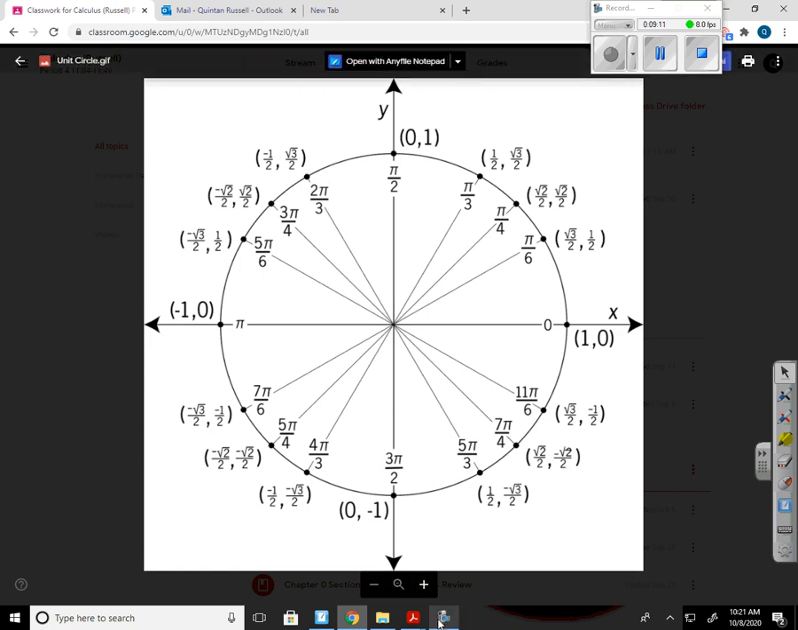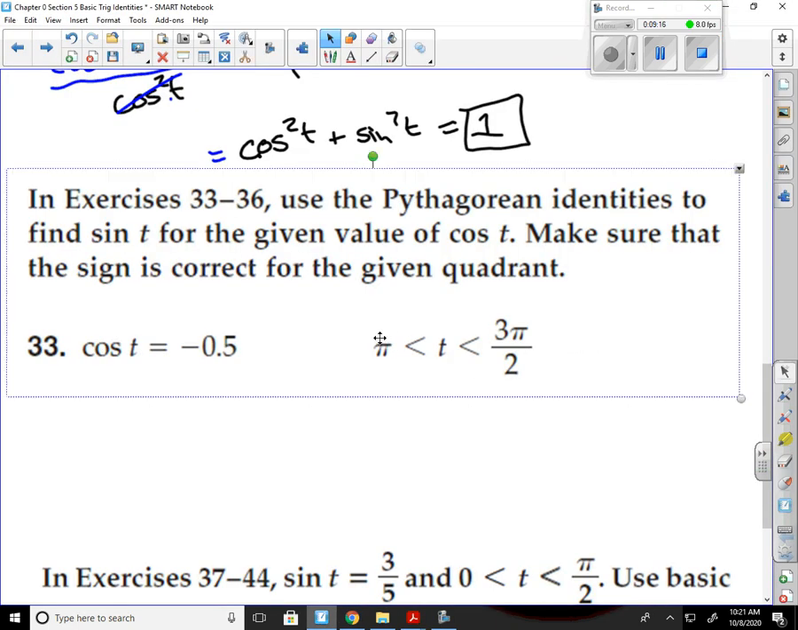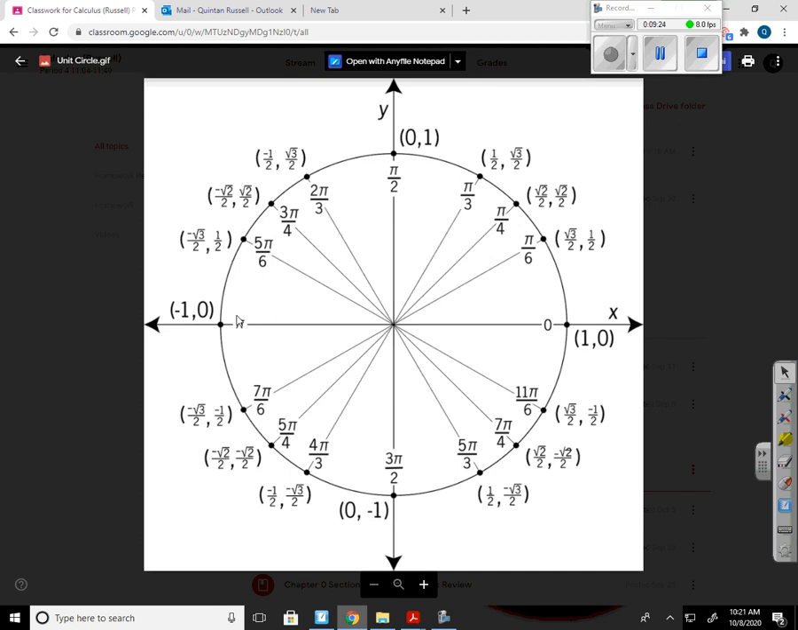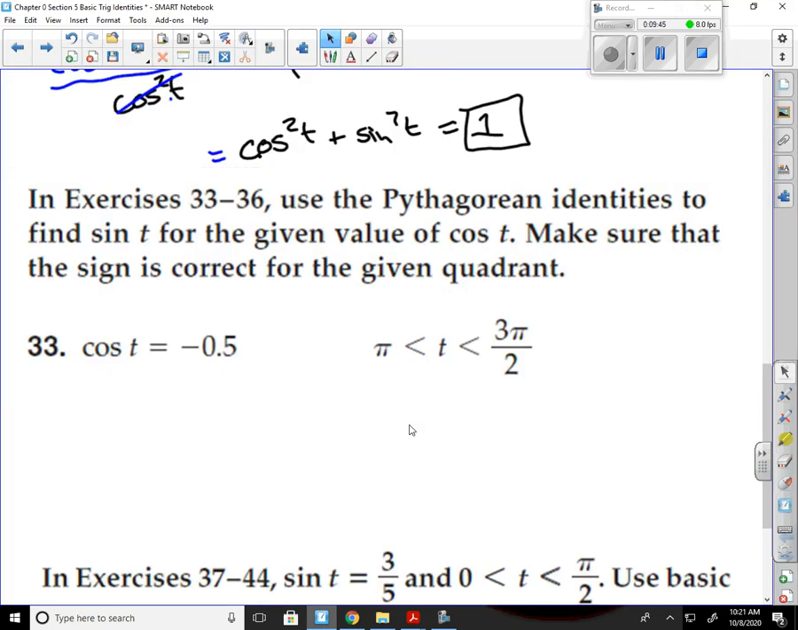Now it also tells us that our quadrant that we're going to be in is between pi and 3 pi over 2. So again, if I look at my unit circle, this is pi and 3 pi over 2, so it's got to be in the third quadrant when the cosine is negative 1/2. So it's going to be 4 pi over 3, which tells us that our sine is negative root 3 over 2. No reason to do the Pythagorean identities there. Just use your unit circle and you'll find it perfectly fine.